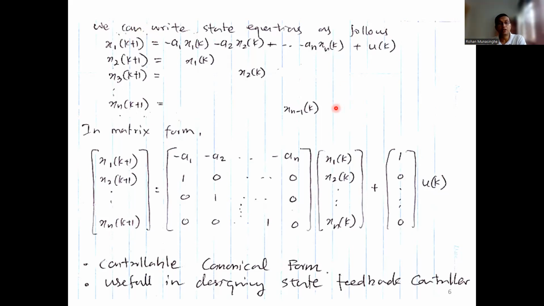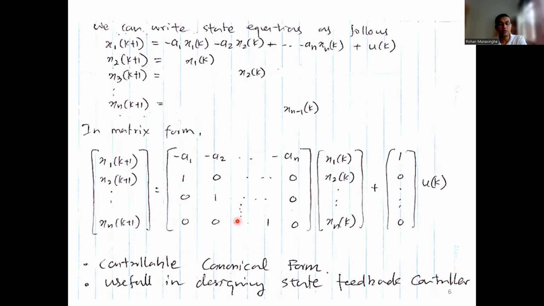When you write it down in this format, you can see these ones all along one of these lines, and most of the other ones are zeros, except for this one. This has the coefficients coming from the system difference equation. All right. So this is alternately known as controllable canonical form, or control affine form.